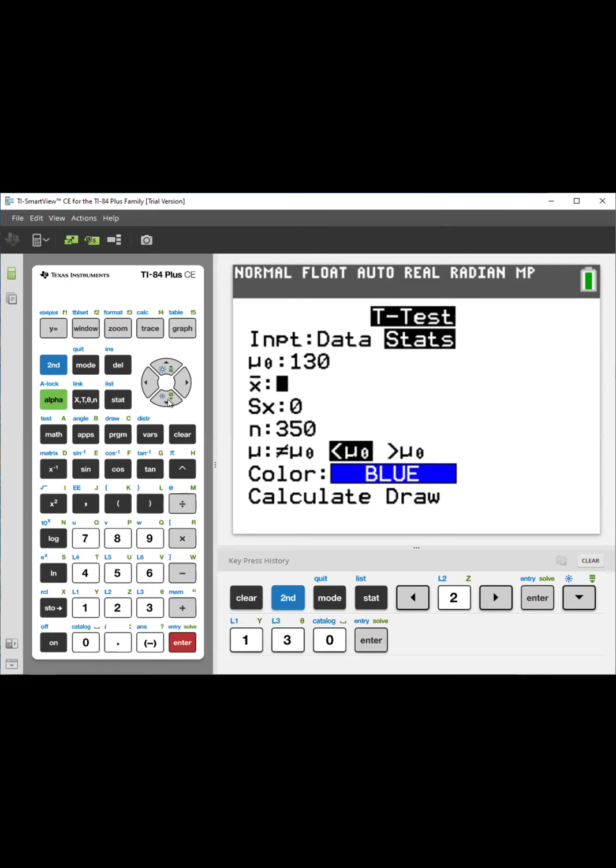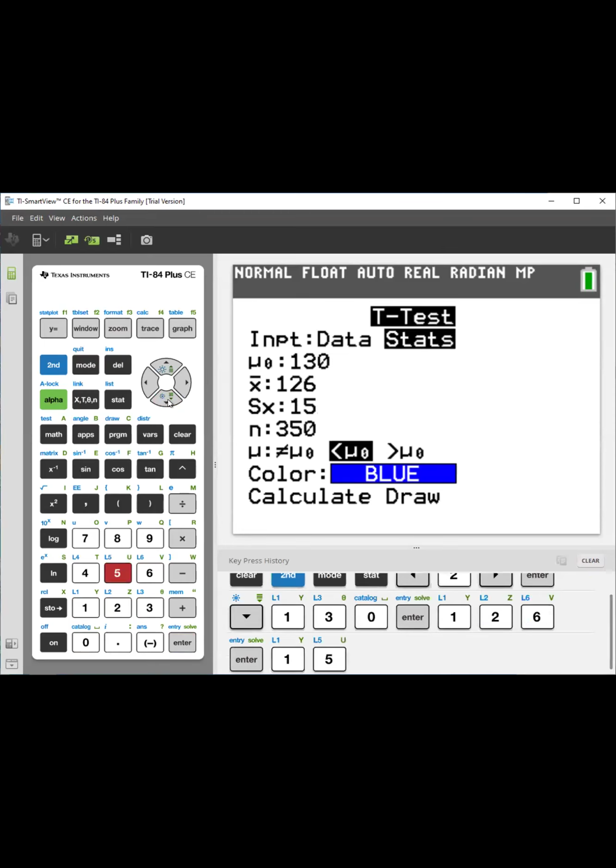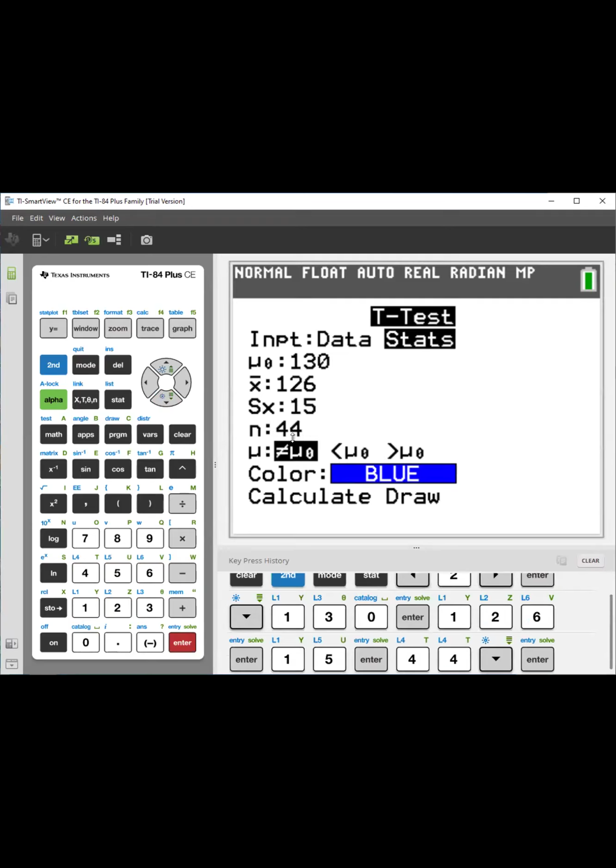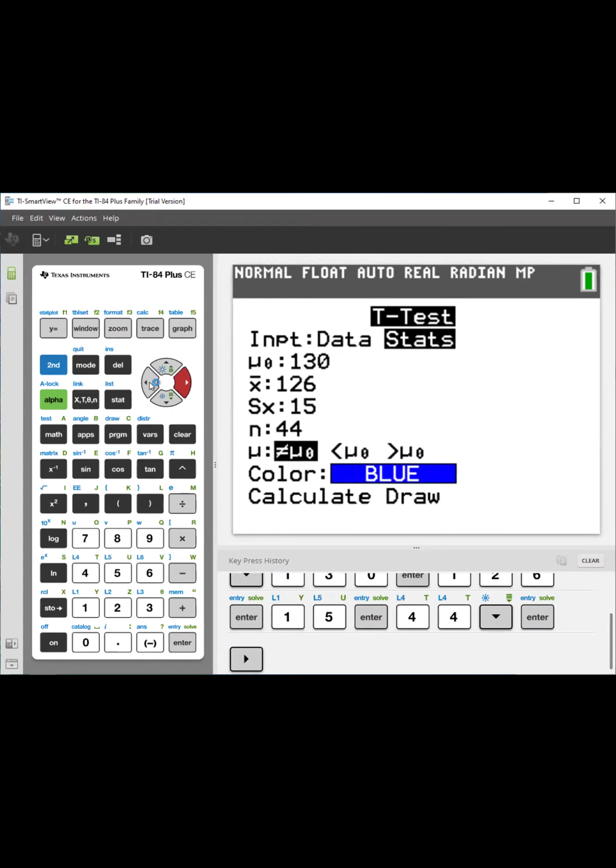Our guess was 130. Our sample mean was 126. Our standard deviation was 15. And our sample size was 44. And finally, when I go down to the bottom here, I want to click not equal to. Okay. This is the hypothesis we're going to use. If we ever have to select the others, we just would arrow to the right and enter. Okay. We're going to enter over top of not equal to and go down to the word calculate.